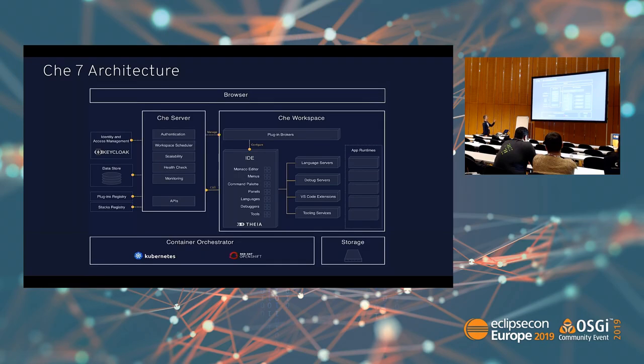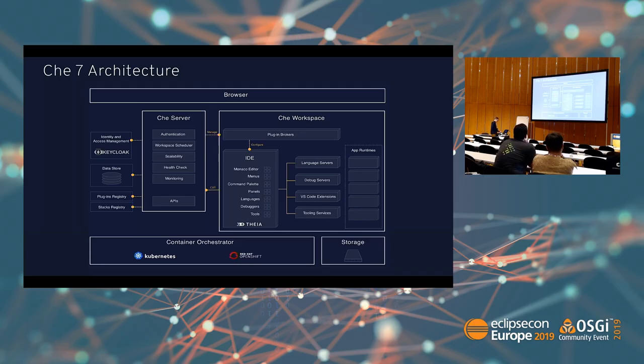Let me just focus on the Che 7, so the current Che architecture. On one side, we have the Che workspace, which is really what the developer wants to be inside, with a full-blown IDE based on Theia, language servers, and app runtimes. And on the other side, you have a Che server, which is a monolithic component that will create those workspaces, manage them, manage authentication, backed by identity management and a database.